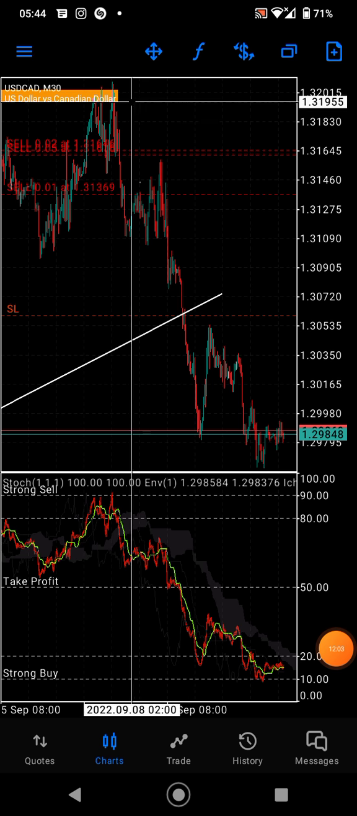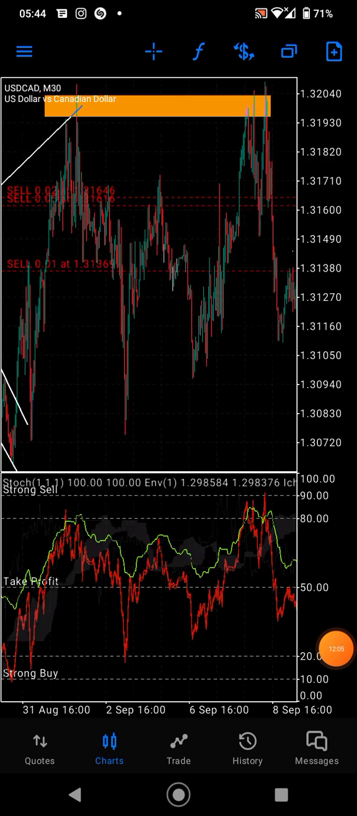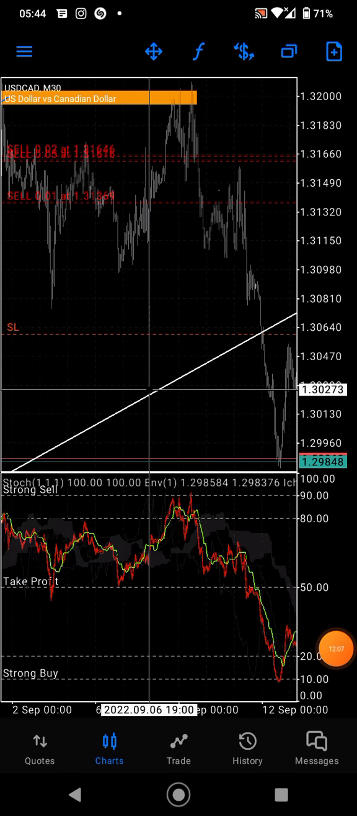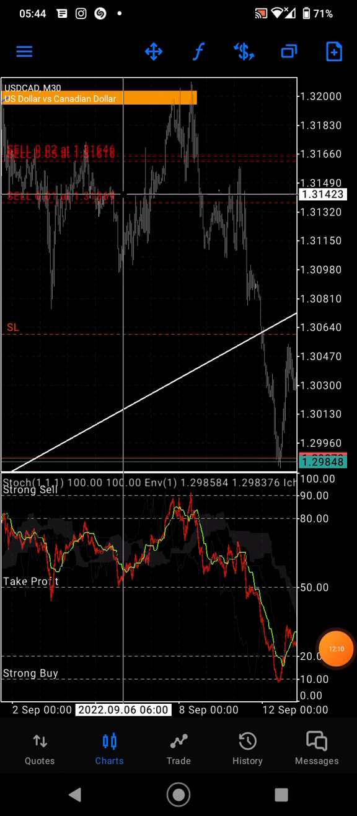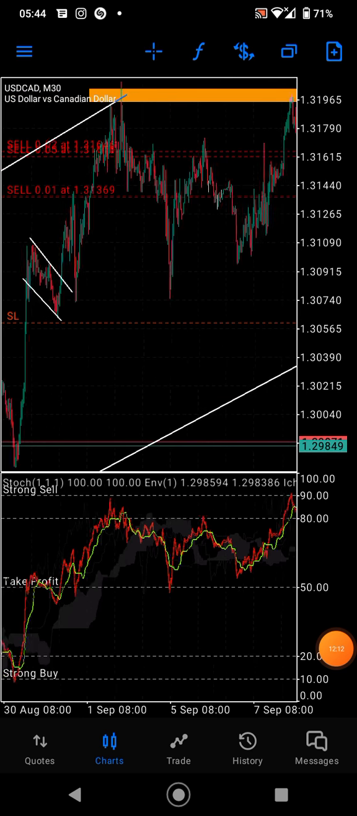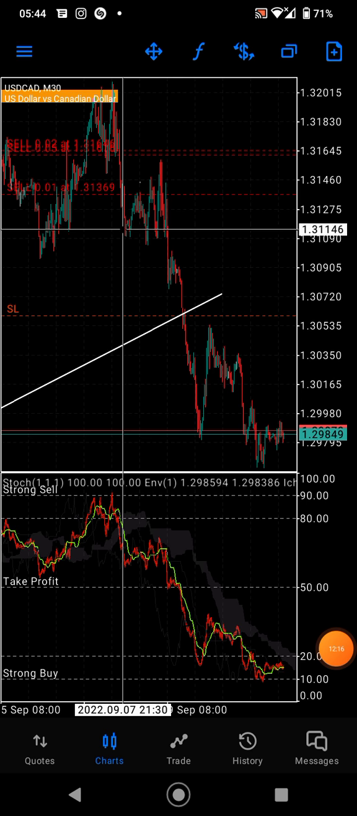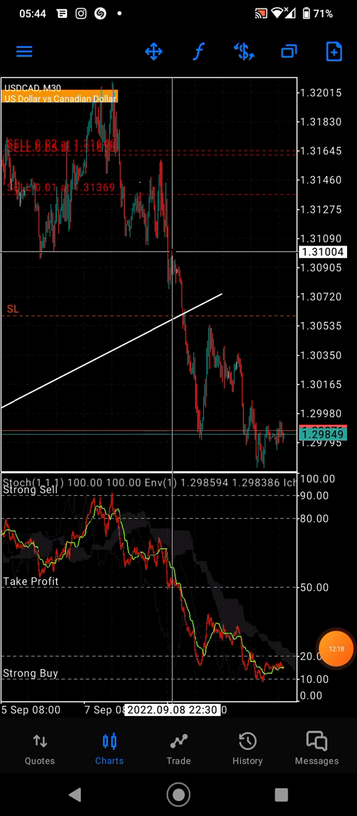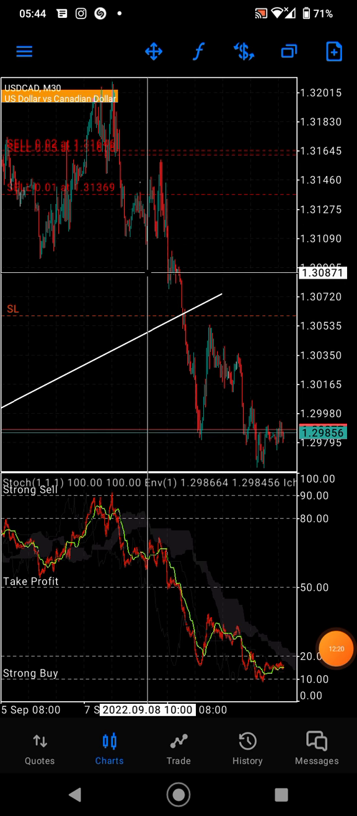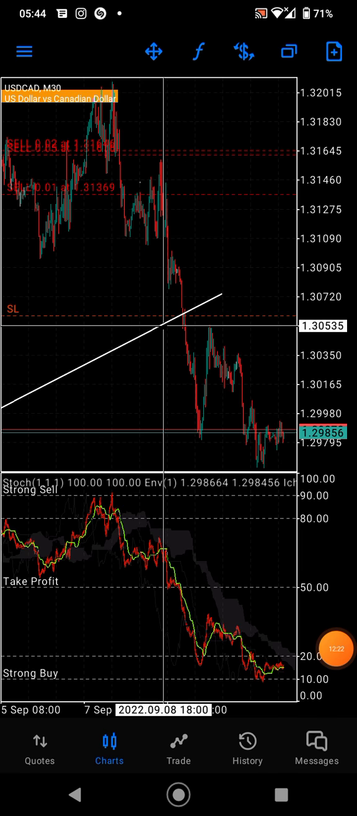And so the market went up to form a double top. Yes, it came up to form a double top and it started heading downwards again. We have this correction right here and another correction. The market keeps giving you opportunities to enter trades, guys.